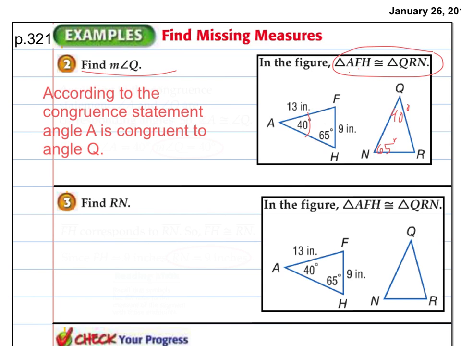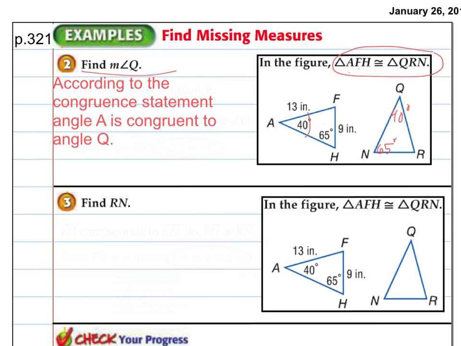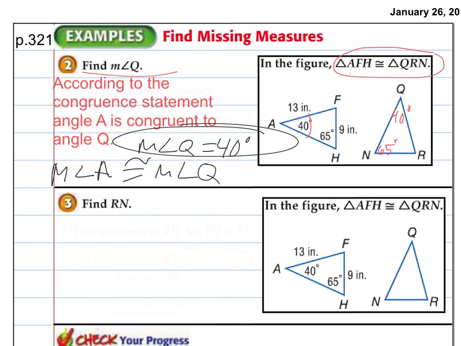According to the congruent statement, I would write the measurements: angle A is congruent to angle Q. Because I know that, it means that the measure of A is congruent to the measure of angle Q. So the measure of angle Q is also 40 degrees. It's again using what you know to find what you don't know.